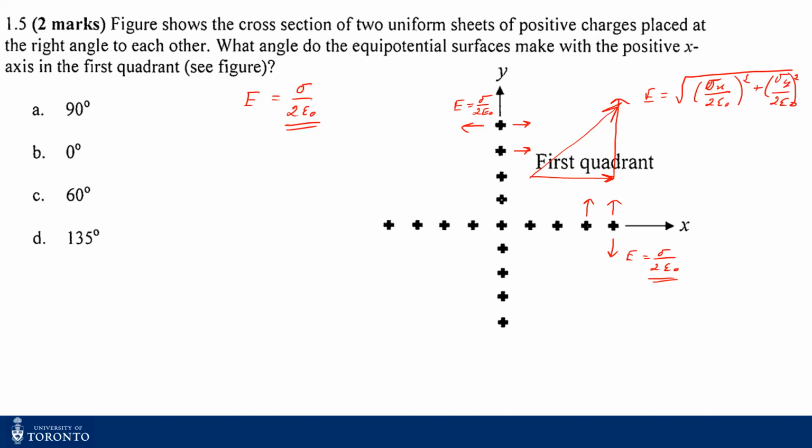Now you see, if my sigma x and my sigma y are equal, that means I have the same charge distribution in the x-axis and y-axis direction. Therefore my Ex and Ey have to be the same, right? So my net electric field will make a 45-degree angle with the positive x-axis, right? So the net electric field lines will make a 45-degree angle with the positive x-axis.